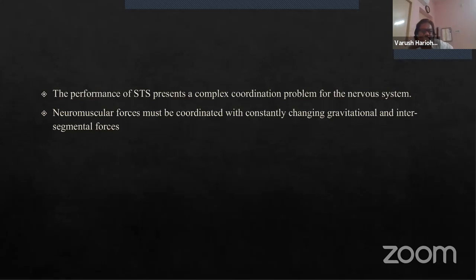That is, neuromuscular force has to coordinate with the constantly changing gravity and intersegmental forces. Why do they say constantly changing gravity and intersegmental forces? It means that in every position you think of, there will be a change in the forces, and we all know that when there is a change in the forces, the muscle activity also has to change, right?